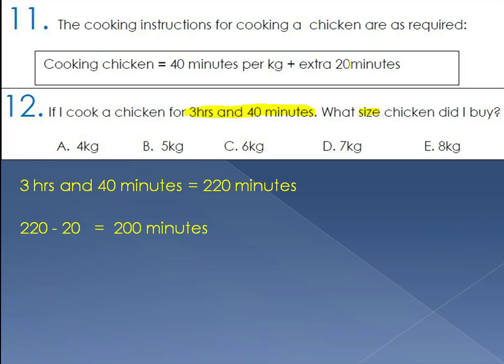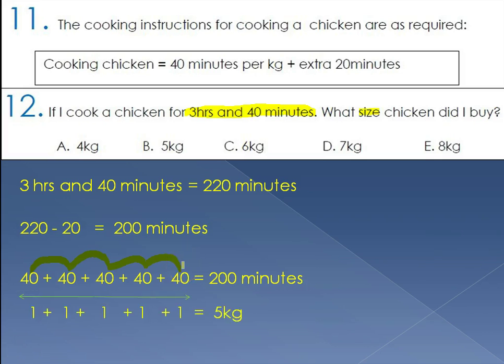From this, we know that it's 40 minutes per kg. We can either add up the 40 minutes and 40 minutes to see how many kg that equals. So we have 40 and 40 and 40 and 40 and 40 equals 200 minutes. So that's 1 kg, 2, 3, 4, 5. 40 minutes five times will equal 200 minutes. So that equals 5 kg. So the answer has to be B, 5 kg.